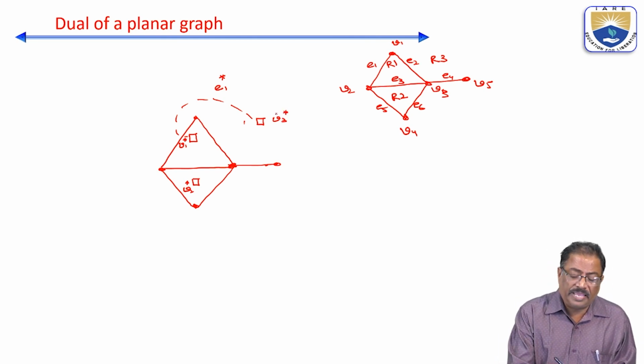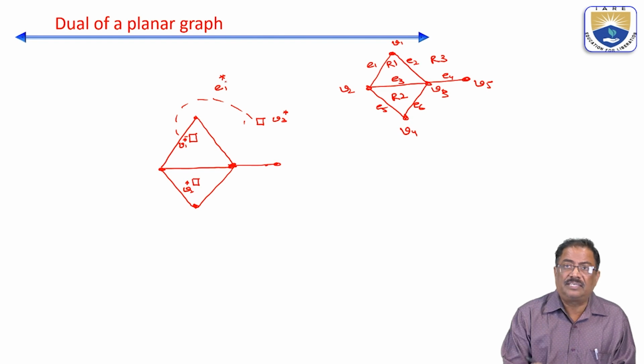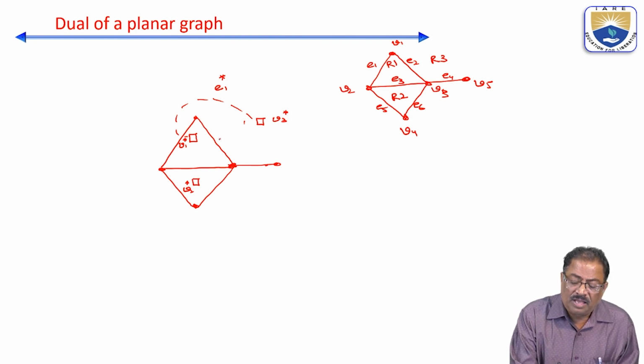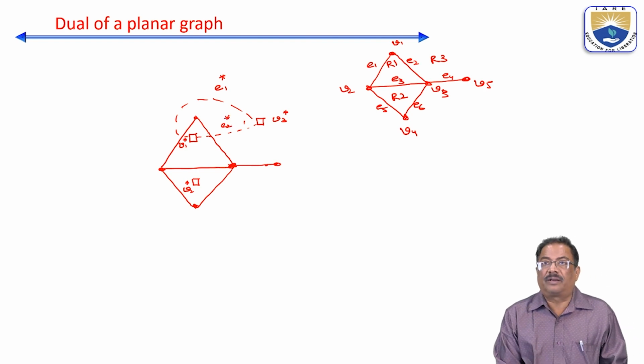Now corresponding to the E1 edge we are going to construct E1 star, the edge of its dual. Next, another one is for E2. We are going to construct one more edge, let us say it is known as E2 star.